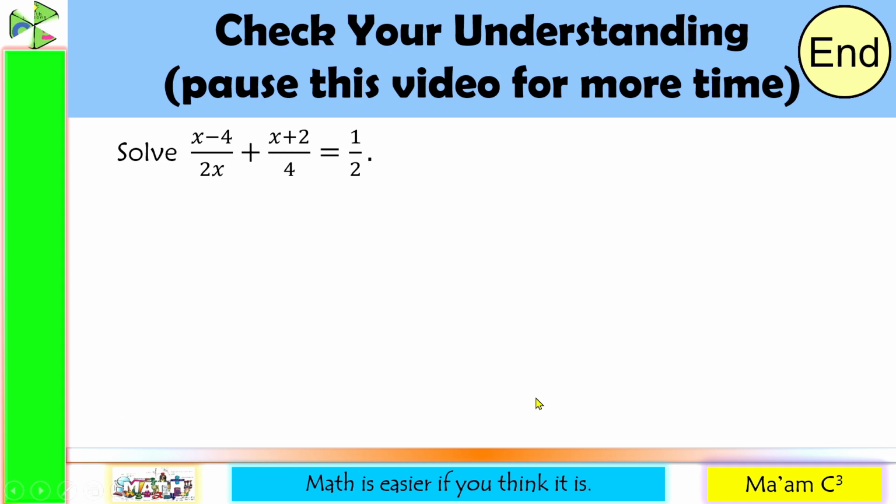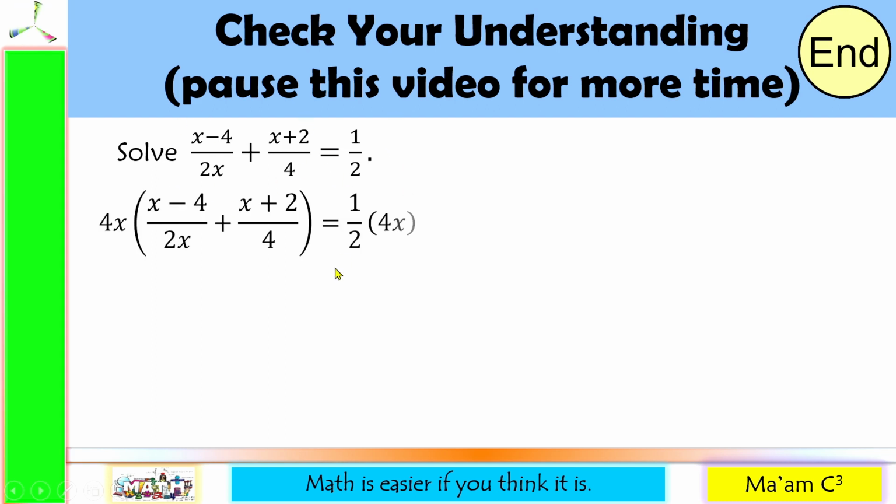Let us answer. First, we have to determine our LCD. For the constants, we have 2, 4, and 2. The LCD of that is 4. And for the variable, we only have 1x, so our LCD is 4x. We're going to multiply both sides by 4x.